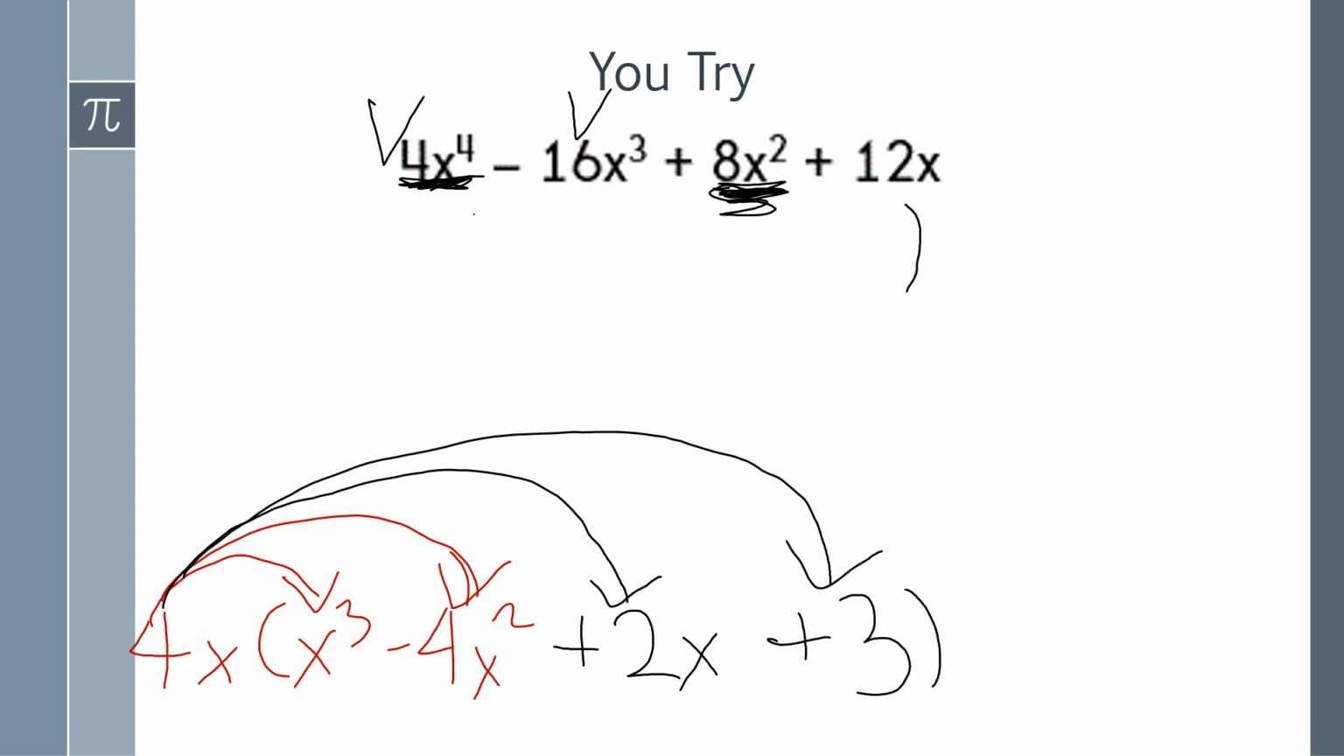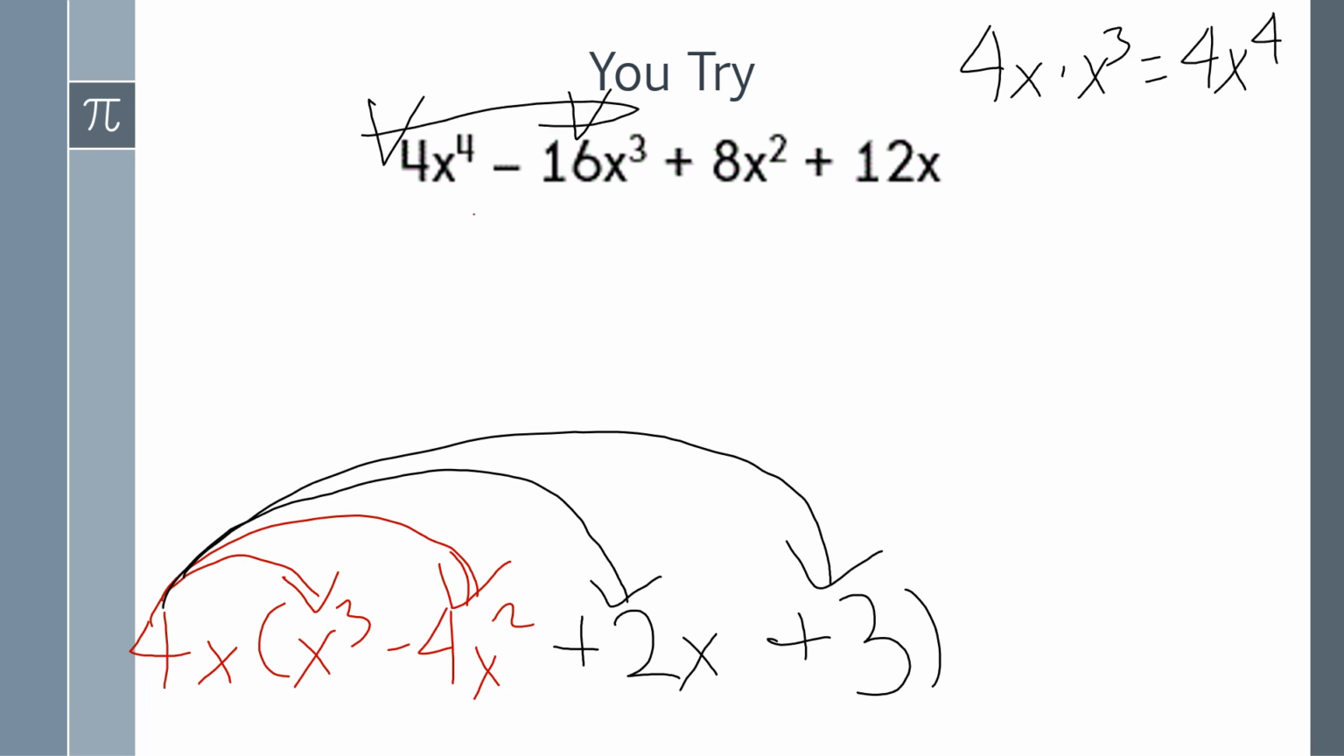And you could just check your work from there. So you could do like how we did with long division, and just set this up. So 4x times x cubed is 4x to the power of 4. Check. I got that.